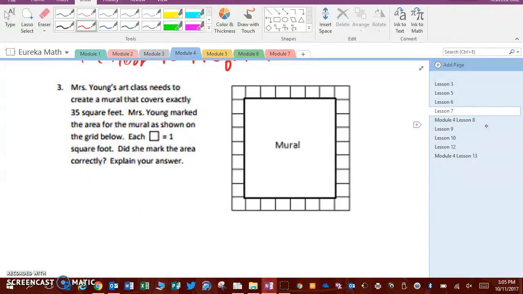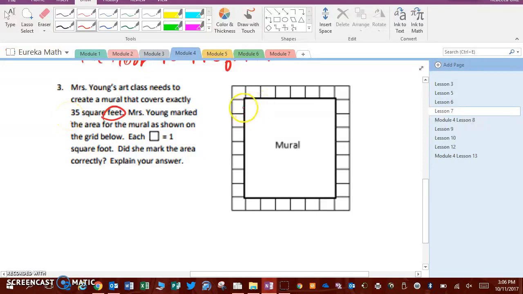Mrs. Young's art class needs to create a mural that covers exactly 35 square feet. Mrs. Young marked the area for the mural as shown on the grid below, or next door. Each square equals 1 square foot. Did she mark the area correctly? Explain your answer. Well, we have to attack this the same way we've done the other ones and find the side lengths and multiply them to see if we get the 35 square feet.